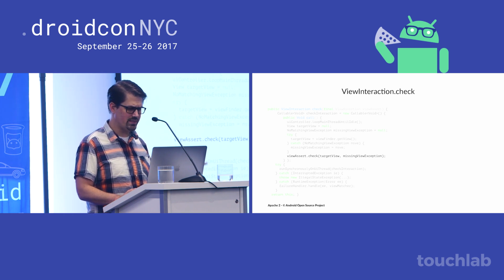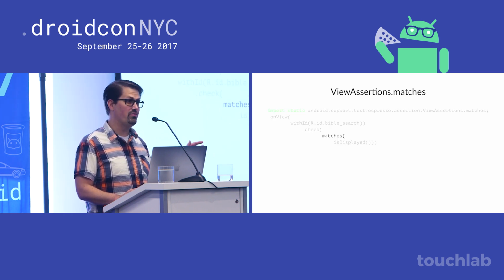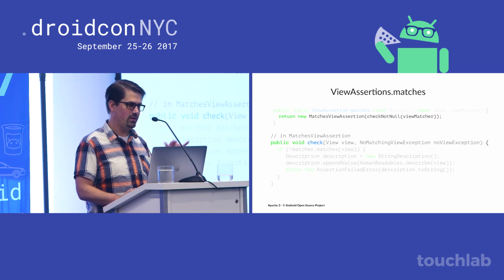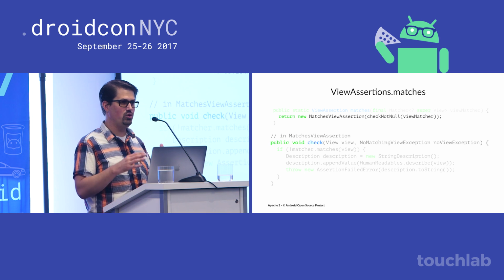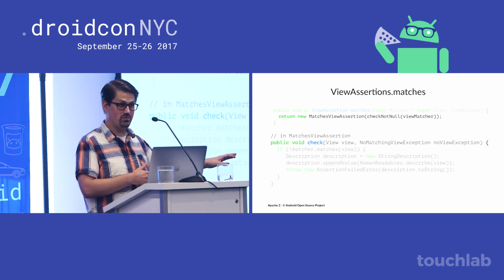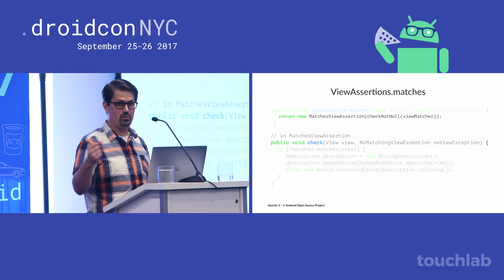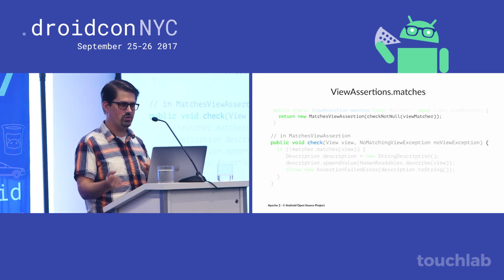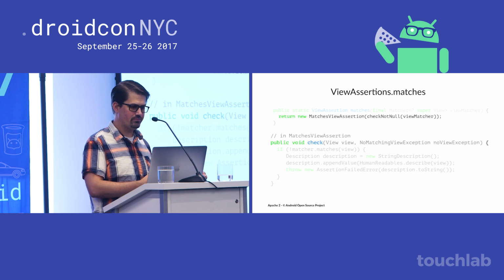So the view assertion in this case is the result of matches, and we passed is displayed into matches. So what does matches do? Well, matches takes a view matcher and turns it into a view assertion. So check needs a view assertion, and we have a view matcher, which is displayed. So we have to do this conversion from view matcher to view assertion.